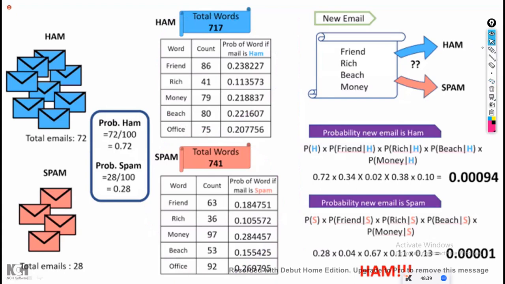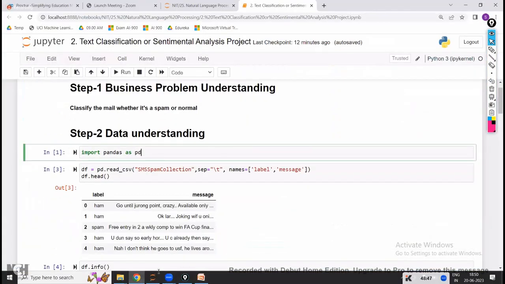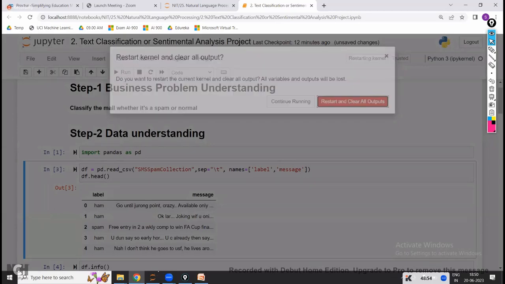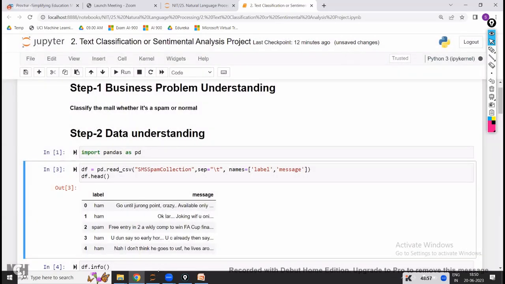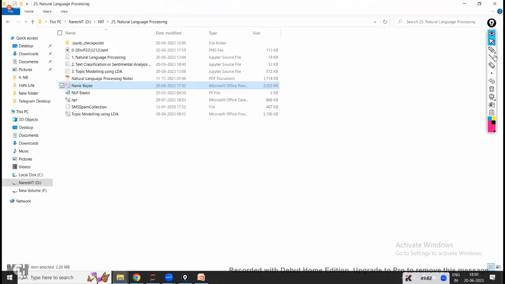Now let us see the coding part. For the same, let us see the coding part. Here I'm going to import pandas as pd, and I'm going to take the data called spam collection, and this data is a flat file. Till now we have worked on CSV or Excel. Now we are going to work on one more file, a flat file. It is neither CSV nor Excel.